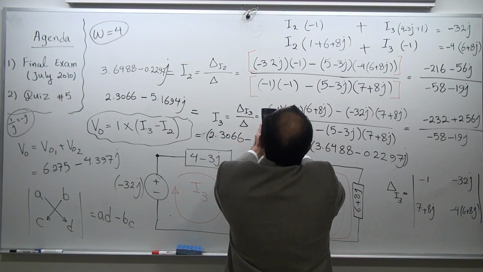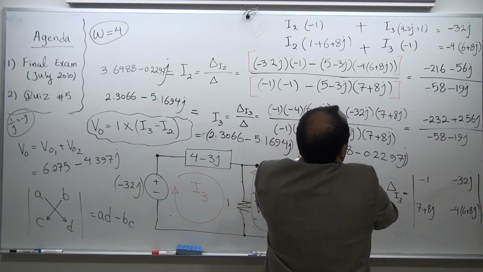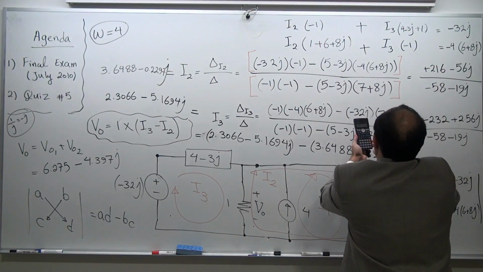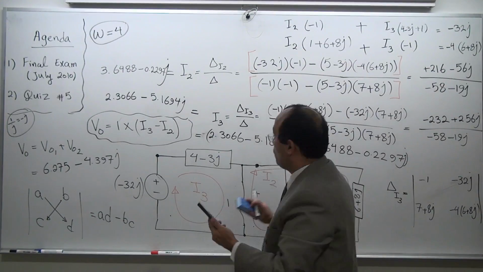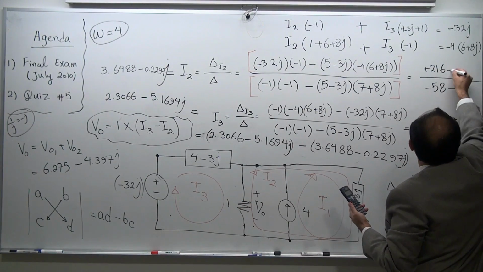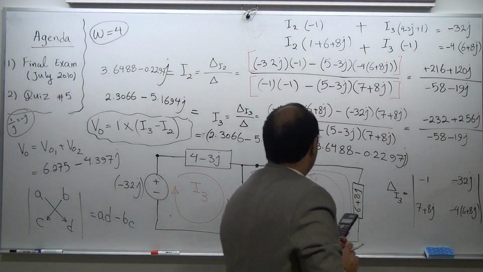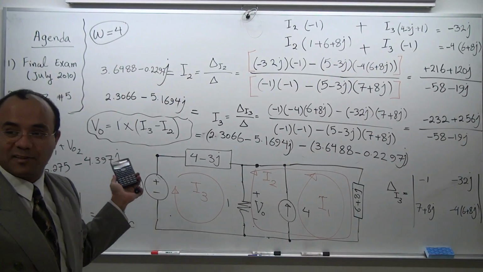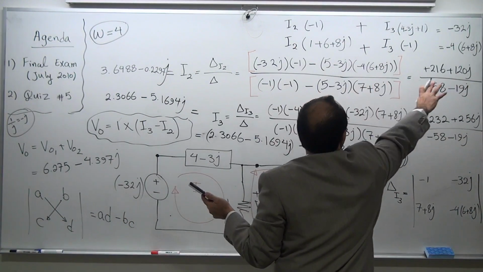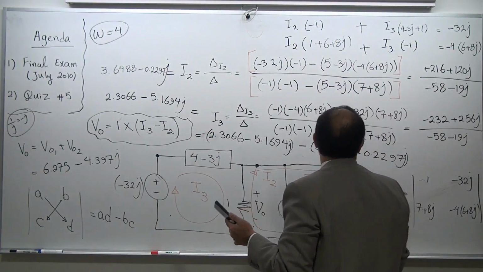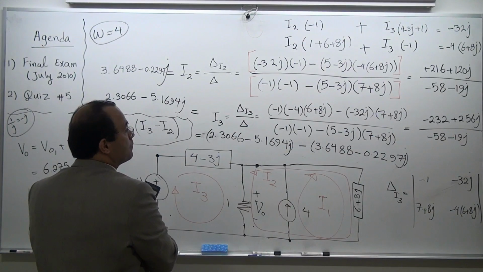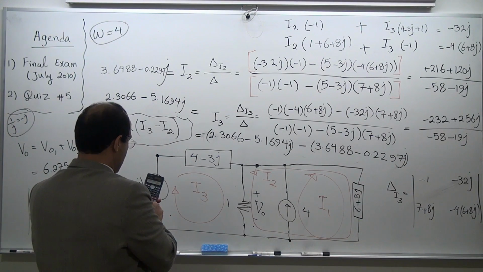Minus 32j times minus 1, minus open bracket 5 minus 3j times minus 4, of course, maybe that's what I forgot, times 6 plus 8j. Oh, that's a plus sign. And this is 120j. You see, it's really easy now to find where the mistake is, because the answers don't match. My previous answer didn't match, so I need to make sure where the mistake is. I need to go and calculate everything easily and relatively fast. So I have that answer, division by minus 58 minus 19j.